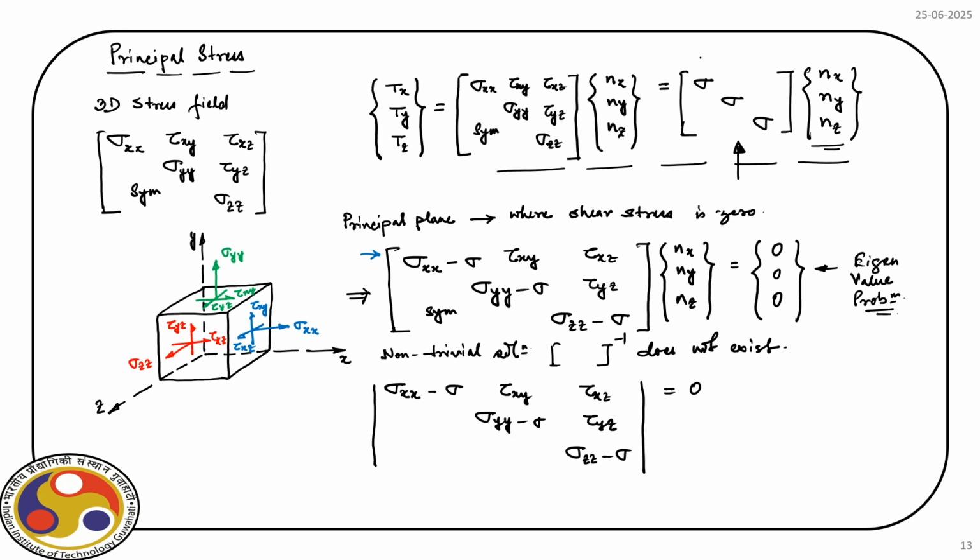We will solve this equation in a minute, but for the principal plane, what is the conclusion? The first conclusion is we start with this 3D stress field. For the principal plane, we have to solve the eigenvalues of this 3D stress field, and for the principal plane, the inverse of this matrix does not exist. Therefore, the determinant of this matrix must be equal to 0.